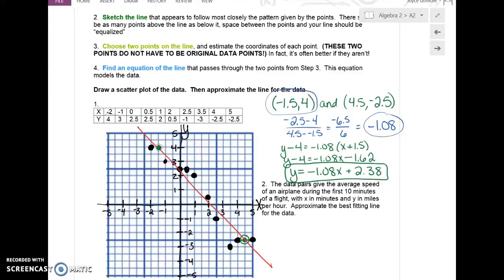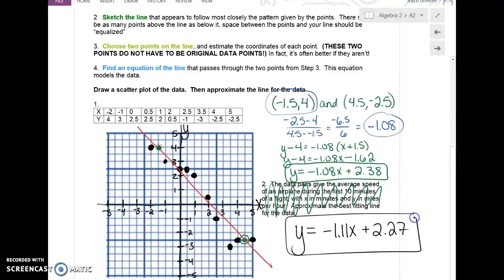My equation is y equals -1.08x plus 2.38. Decimals are definitely fine for this because this is a more real-world situation. According to the graphing calculator, the correct perfect line of best fit is -1.11x plus 2.27. So my line was pretty close.